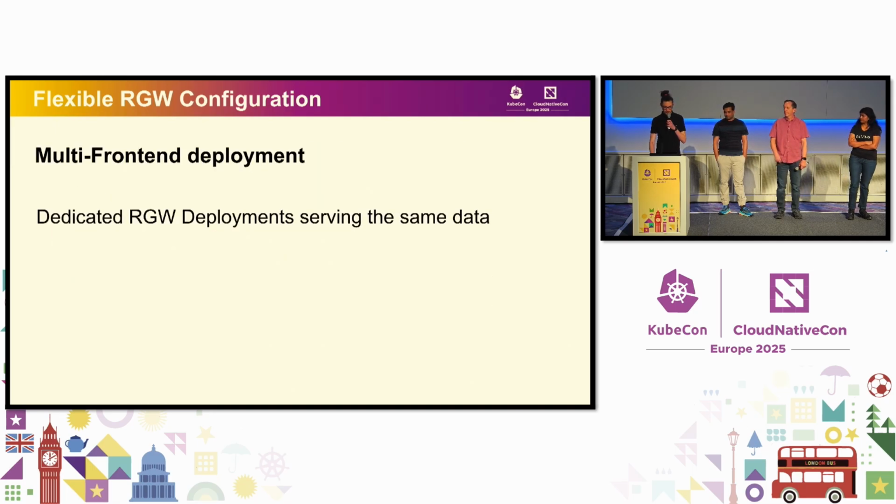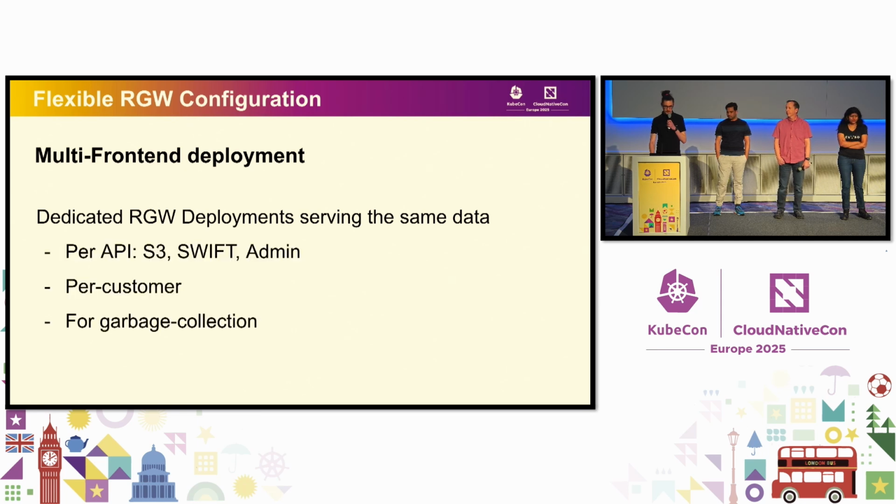Another advanced scenario is a multi-frontend deployment. It allows having dedicated RGW deployments with different configurations but serving the same data. For example, have a separate deployment to host only S3, only Swift, or admin APIs, have a dedicated deployment per customer for better load balancing, or a dedicated instance to perform garbage collection. In this case, it will be disabled for user-facing instances for performance reasons.